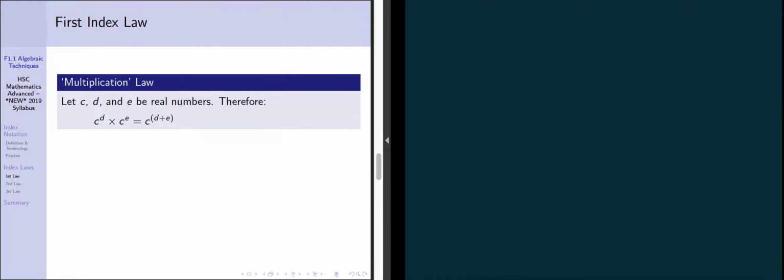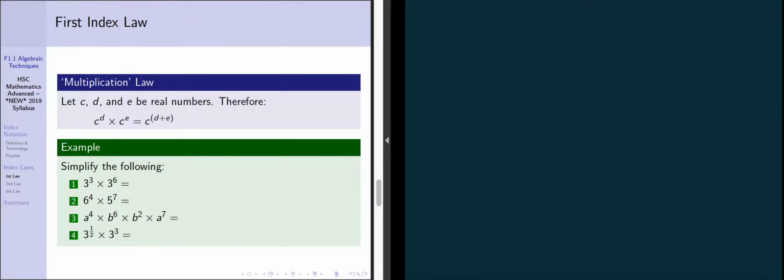The first index law, I call it the multiplication law, basically tells us that if c, d, and e are all real numbers, then if we have c raised to the d power multiplied by c raised to the e power, this is equal to c raised to the sum of d plus e. Of course, I've provided some examples so we can get some practice, because when we have just pronumerals, sometimes it's a bit hard to get a grasp of what's actually going on. With numbers, it's a lot easier.